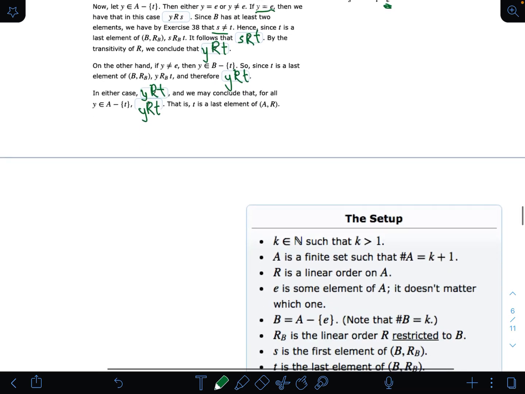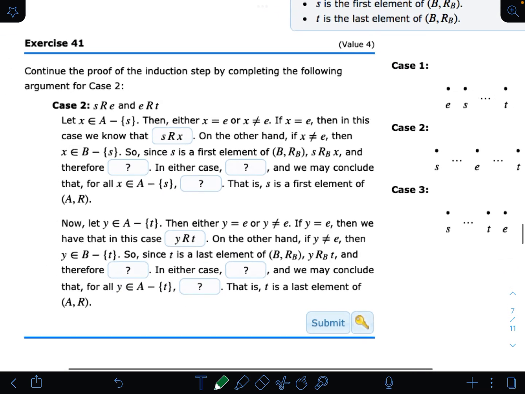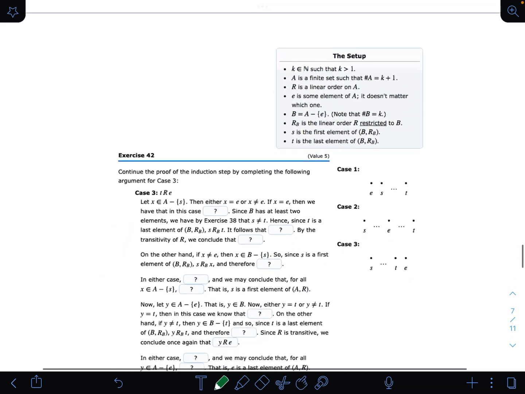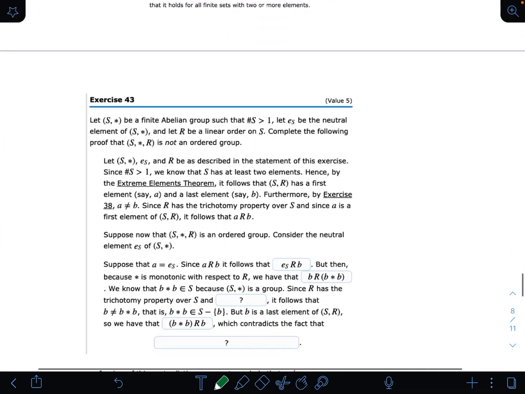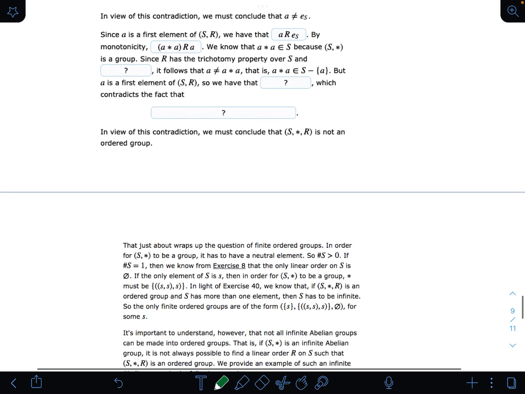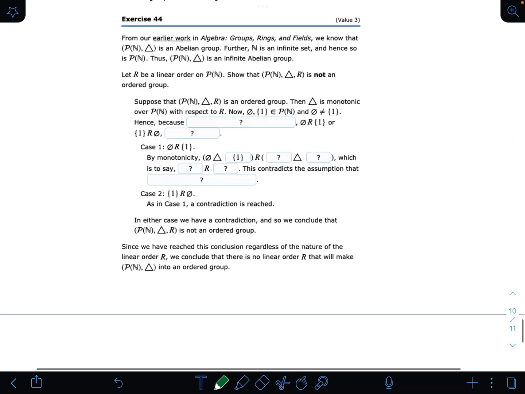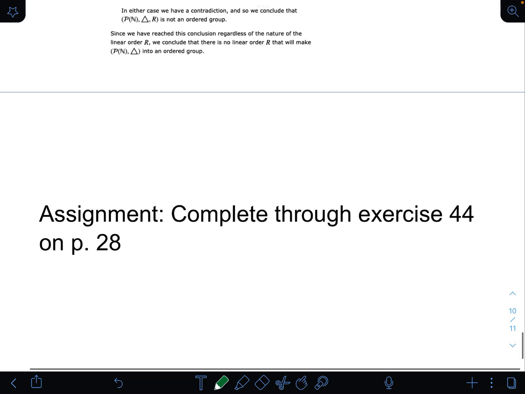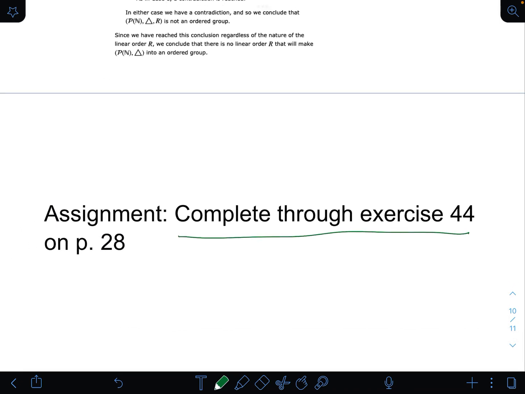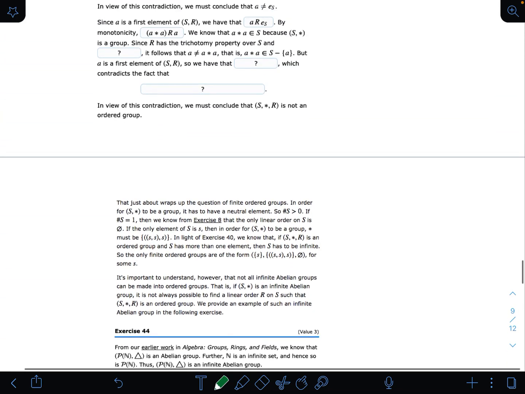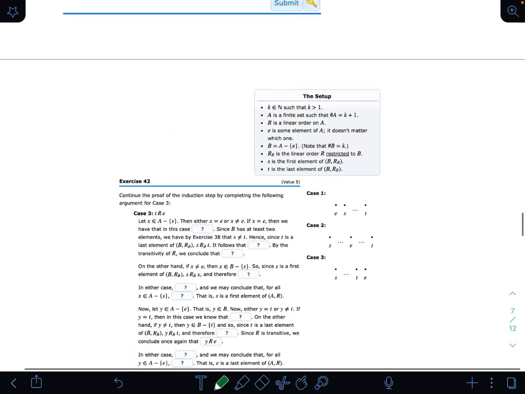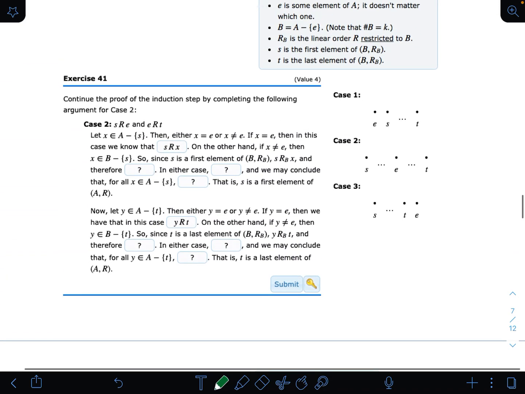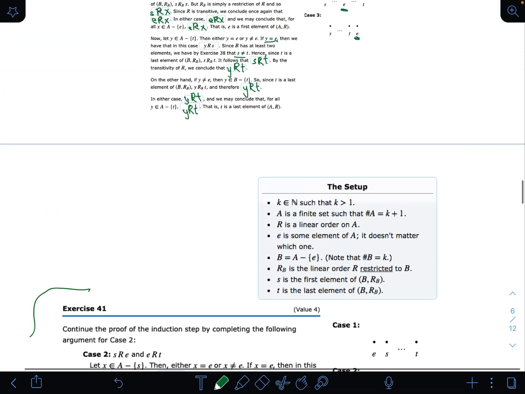All right, so I'll go ahead and load in these model answers for the next exercises that go all the way through 44. It's a decent discussion that could span a couple classes if I allowed it, but time's running short. I just want you to go ahead and complete through exercise 44 on page 28. And again, for exercises 41 through 44, starting from this point on down, I'll just load the model answers for those, and you'll be responsible for the rest.